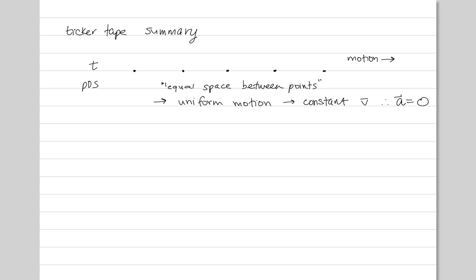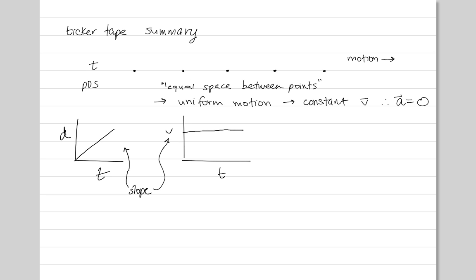So what would your VT graph look like? Your DT graph, what does your DT graph look like? DT is linear, like this. What does your VT graph look like? Which way a line? Parallel to the x-axis, good. So you would do the slope calculation on dt, and you would arrive at the velocity.